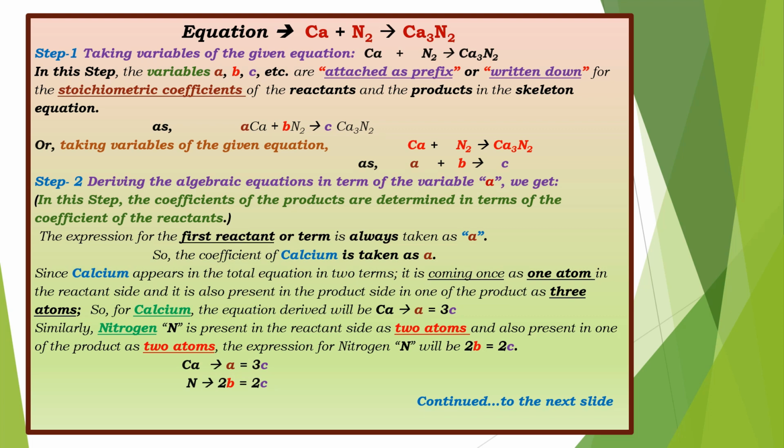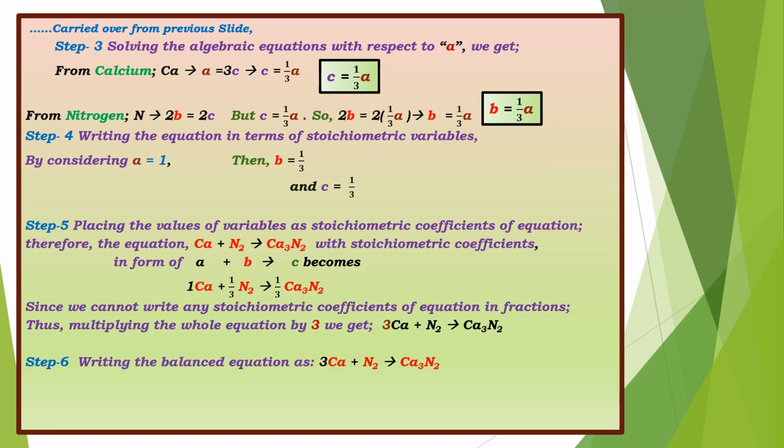Similarly, nitrogen N is present on the reactant side as 2 atoms and also present in one of the products as 2 atoms. So, the expression for nitrogen will be 2B is equal to 2C. Step 3. Solving the algebraic equations with respect to A. Now from calcium, A is equal to 3C. That means C is equal to 1 by 3A.